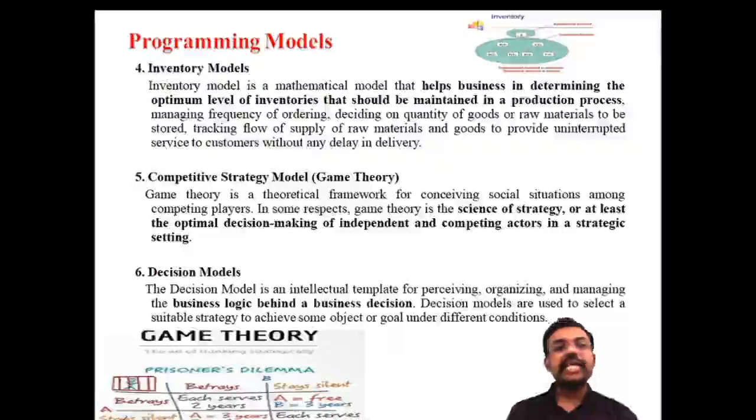Another category of the mathematical model relates the optimal level of inventory with the production process. We use a lot of economic terms, the EOQ point of view, and the minimum order and reorder level quantity. All are part of the mathematical concept. That's the fourth one, the inventory model. And the fifth one is the competitive strategy model. That means game theory. Like a football game.